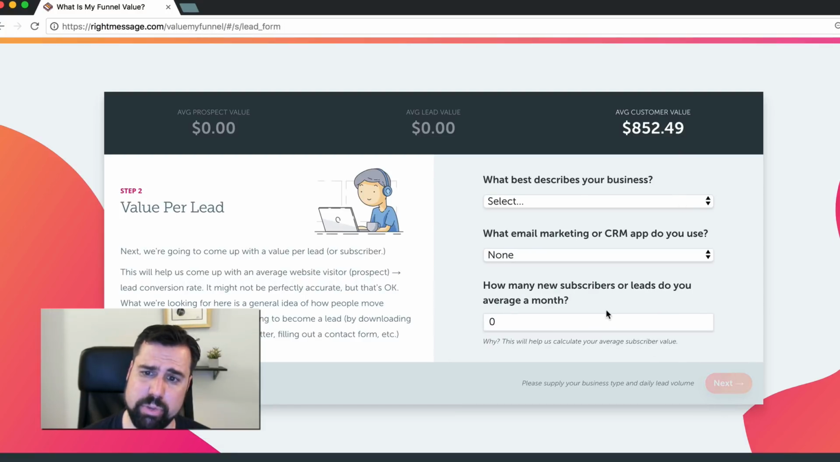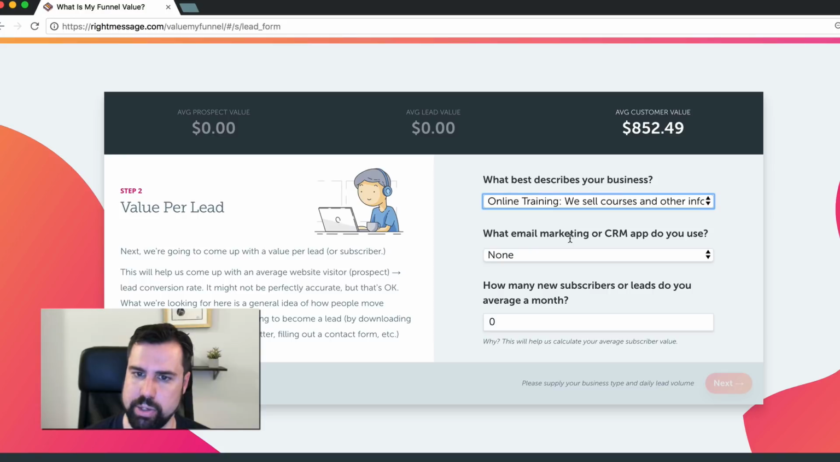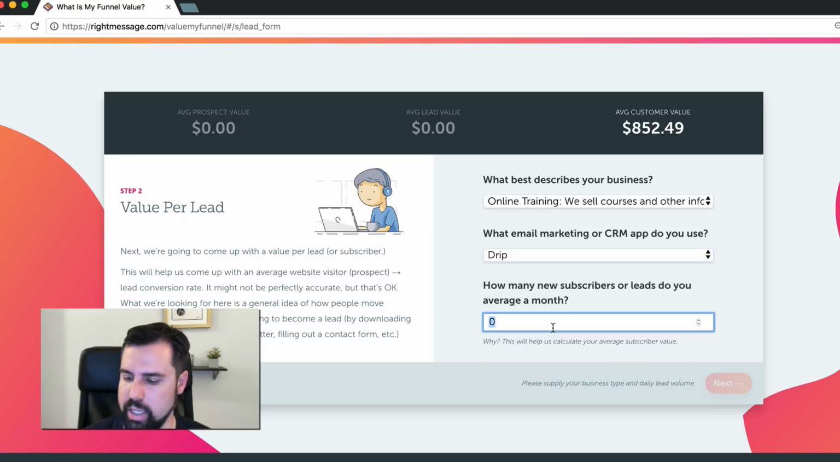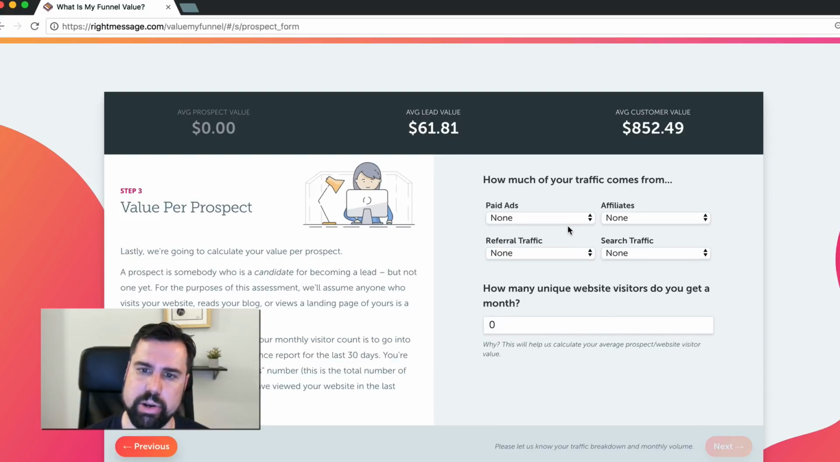And then from here, we ask, well, what kind of business do you run? So this allows us to better correlate our data, RightMessage's data, on top of the data you're inputting and give you some ideas of what effect specifically personalization will have on your conversion. So I sell online courses, I use Drip, and I get about 1,200 people a month onto my list. So what this does is it gives me now my average lead value or my average subscriber value is about $60.